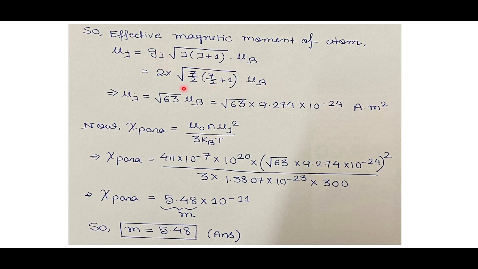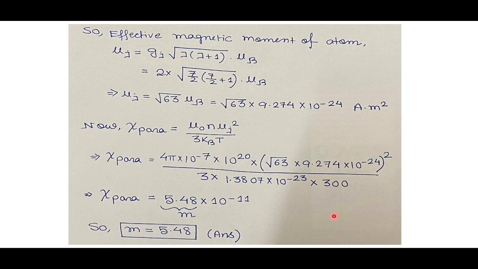So g_J is 2 and J is 7/2. Just put it there. Your effective magnetic moment is root over 63 times μ_B. Put the μ_B in the formula. I think there is nothing to discuss here, that is the total calculation. You will get μ equals 5.48. Is it okay? Just see the steps. If you have any doubt regarding the steps, please ask me. Clear, sir.